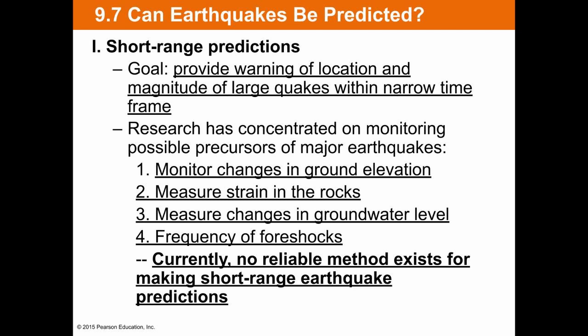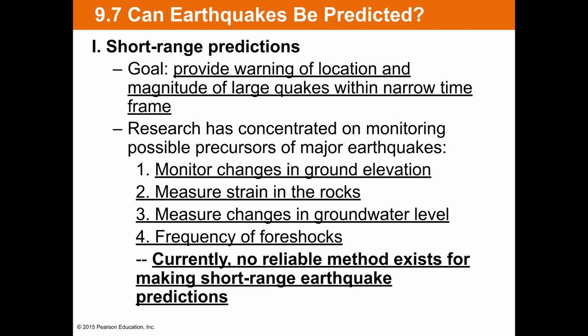We have short-term predictions. The goal of a short-term earthquake prediction is to provide warning of location and magnitude of large quakes within a narrow time frame. Research has concentrated on monitoring possible precursors of major earthquakes, such as changes in ground elevation, rock strain, frequency of groundwater level change, frequency of foreshocks.